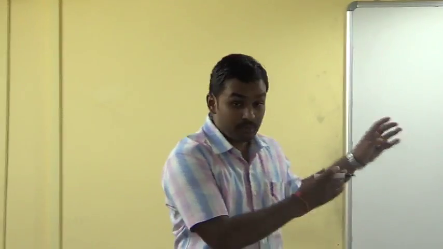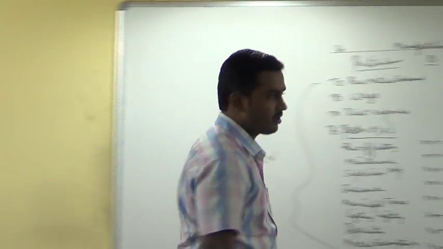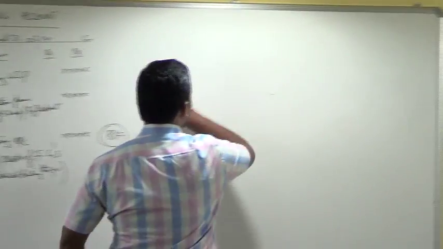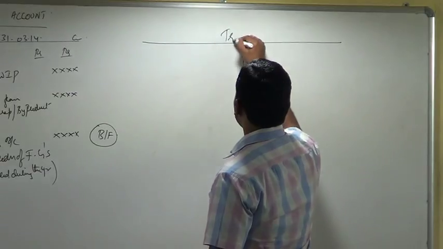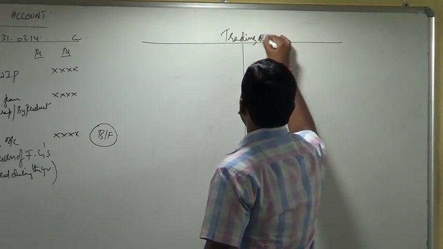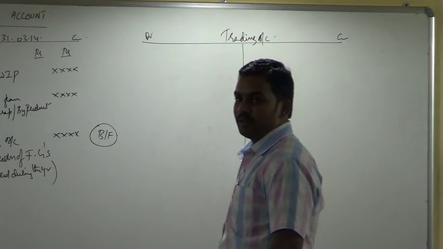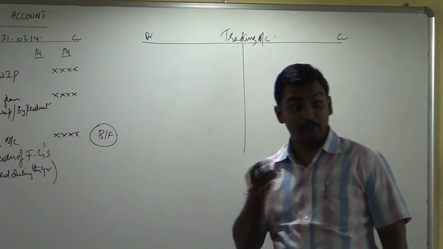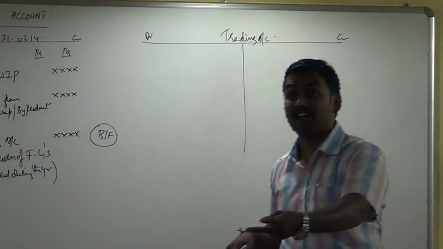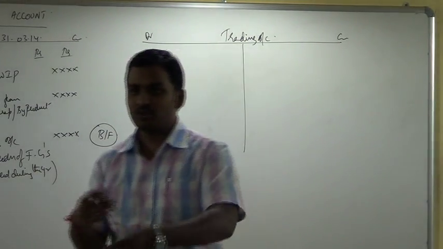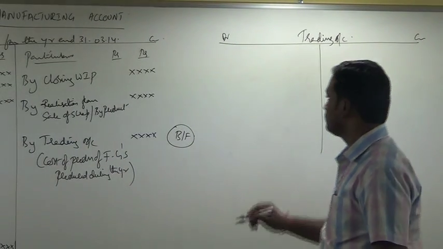Now, when you prepare manufacturing account, you should also learn how to prepare trading account. I'll give you the trading account format also. Please note it down. Trading account. In the case of a manufacturing concern, how do they prepare trading account? That also we should learn. Once goods are produced, company will start trading now. Once finished goods are ready, what will they do? Sell. So they will start trading with the goods now.